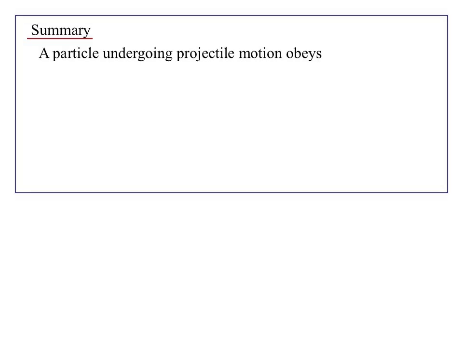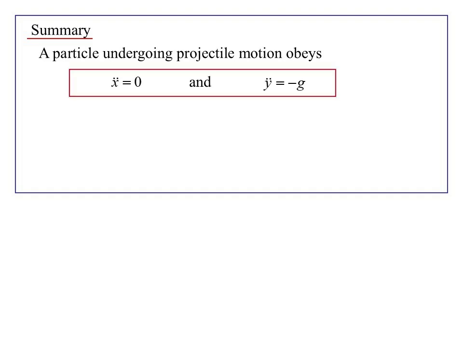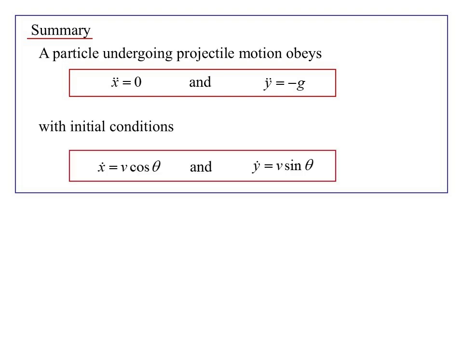So, summary, what do we know? All we really know about projectile motion is those two simple things. Horizontally, the acceleration is 0. Vertically, it's minus g, whatever g has been defined to be. I know initial conditions. It'll be v cos theta, v sin theta, and that's pretty much it. From there, I can go and solve anything.